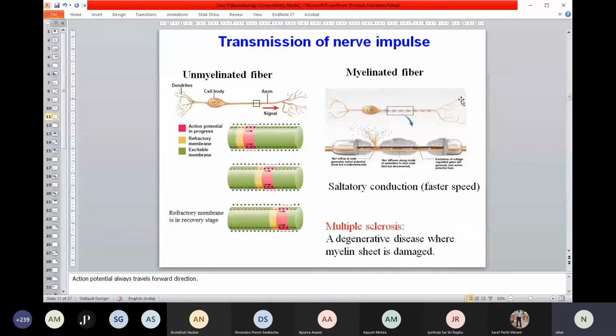Now if you look at it from a bigger perspective, this is just a neuron. You can think about how the action potential can travel. You can see here how it happens. The red one is the action potential, and the yellow one is the refractory membrane, the time when the recovery is taking place, and that's how the action potential can travel along a membrane.